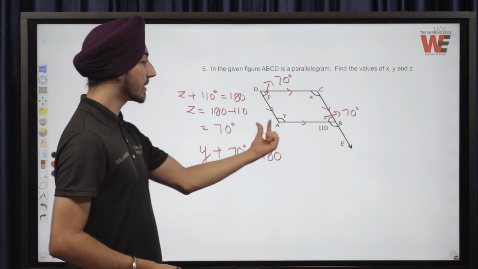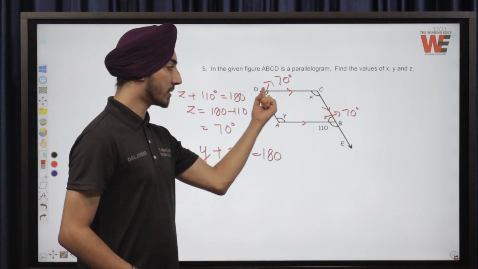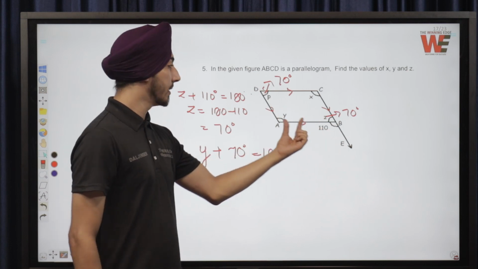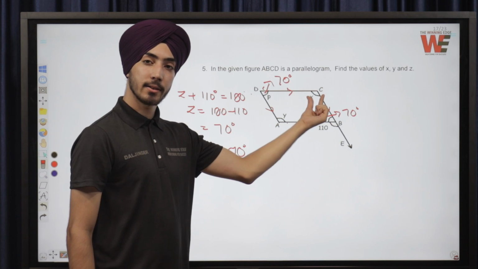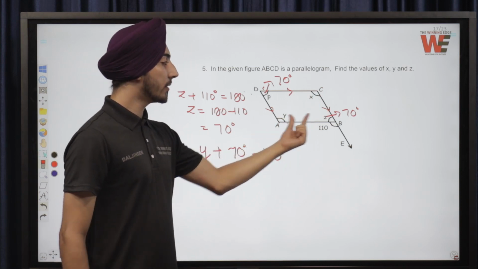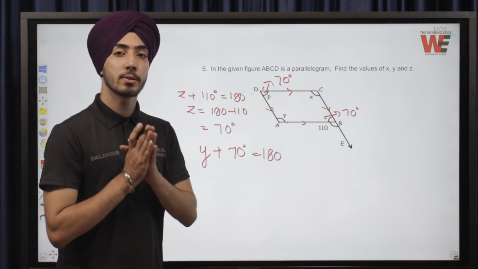Adjacent angles are those which are side by side, okay? Not the opposite ones. Opposite ones are with the diagonals. These are adjacent. Y and z is adjacent. Z and x is adjacent. Okay. So addition of adjacent angles in a parallelogram is 180 degree.